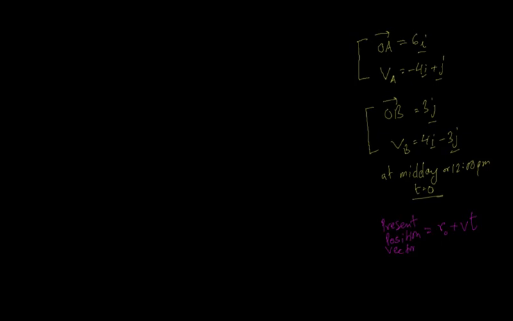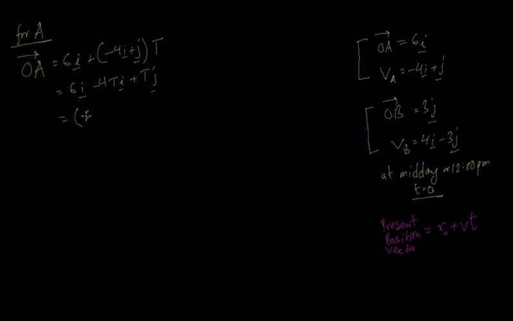So this is the formula for the present position vector. For A, the present position vector OA is going to be the initial position vector 6i plus velocity times time. The velocity is minus 4i plus j, and the time is t. So 6i minus 4ti plus tj. If you take i common, it would be (6 minus 4t)i, and tj.